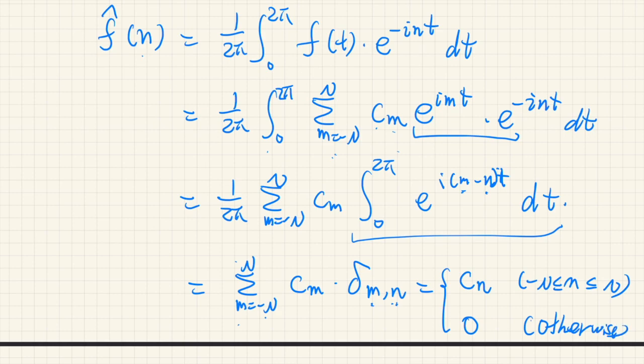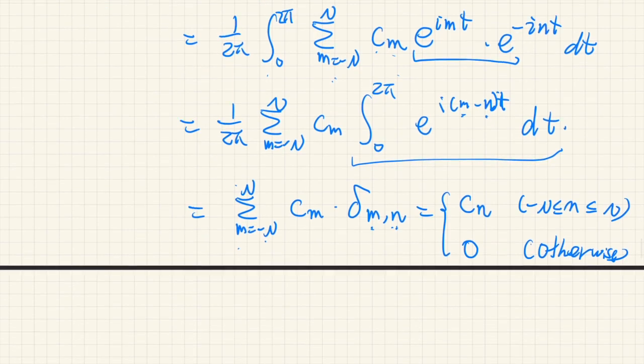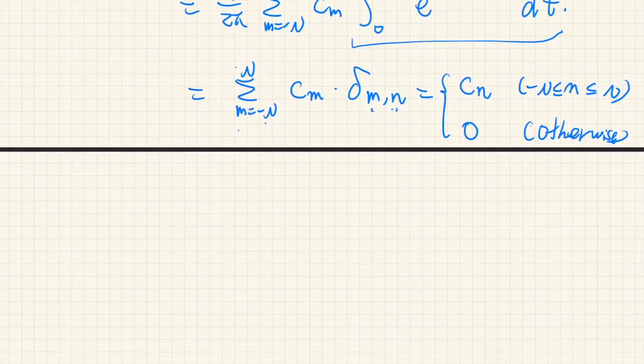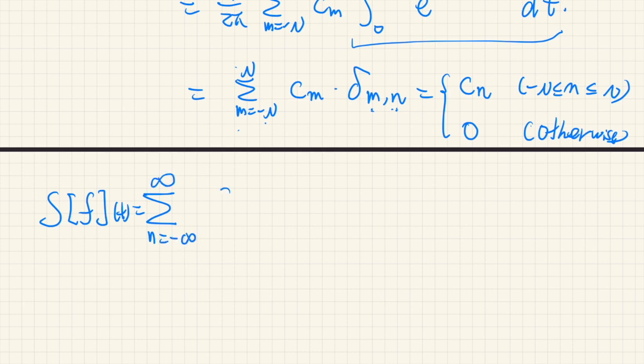So that's it. Now, using these Fourier coefficients, let's construct the Fourier series of the original function. Let's write the Fourier series as S of f of t. So n varies from negative infinity to positive infinity, and f hat n times exponential of i n t. So that's the definition of the Fourier series of the function f.